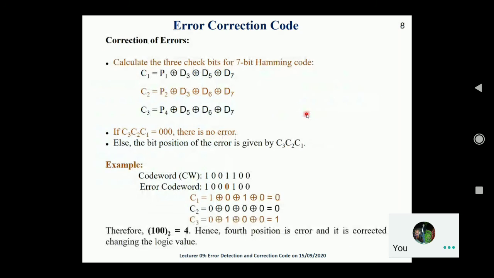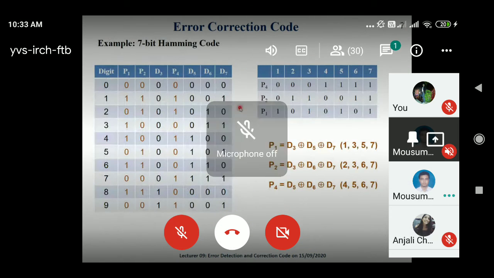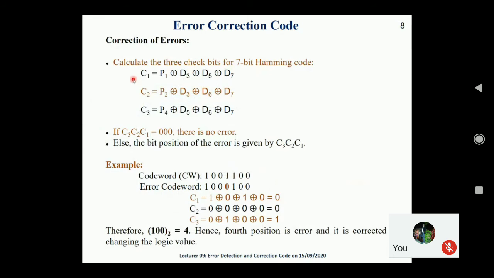Now, based on this concept, how can we calculate the C bits? Why am I using 3 C bits? Because there are 3 parity bits. If you are using 4 parity bits, then 4 C bits are required. In this 7-bit Hamming code, we are using only 3 parity bits, so 3 C bits are there. Based on this, we can evaluate the C bits.